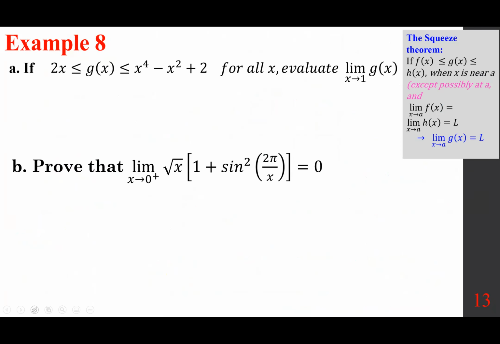All right. If g of x is between these two, between the function 2x and x to the power of 4 minus x squared plus 2, in other words, 2x is less than or equal to g of x, less than or equal to x to the power of 4 minus x squared plus 2, for all x, we want to find the limit of this function g of x as x approaches 1.